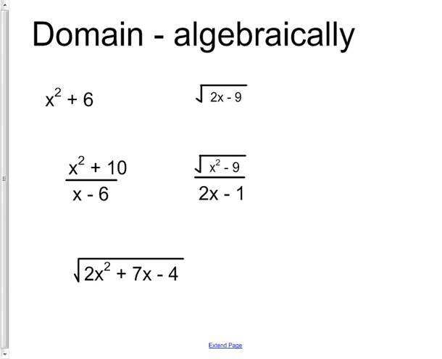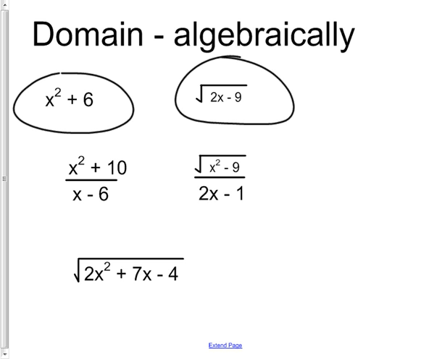All right. These domains. Does this one have any potential problems? No. So it's negative to positive infinity. Done. Does this one have any potential problems? Yep. I'd have to set what's underneath the root to greater than or equal to 0. This one, have any potential problems? It's the bottom that could be a problem.